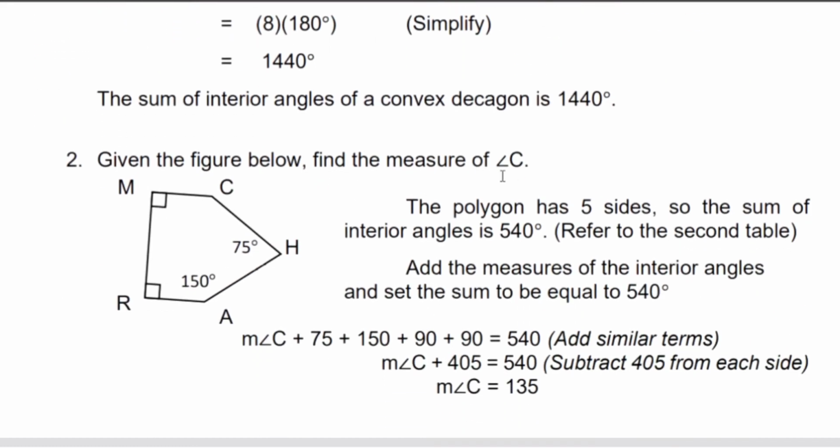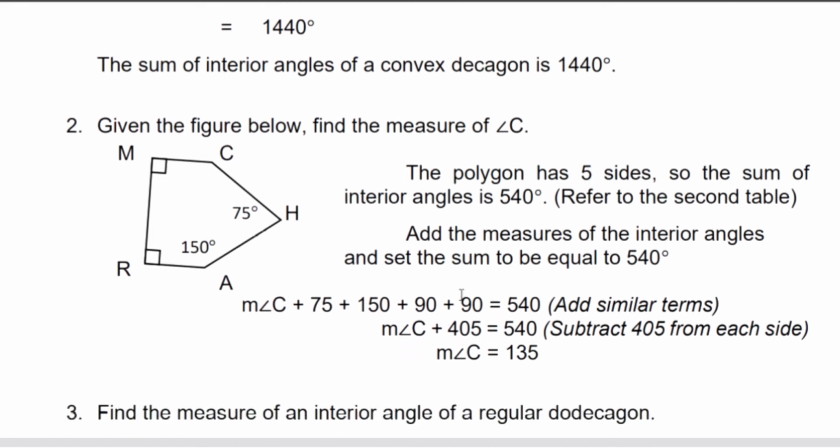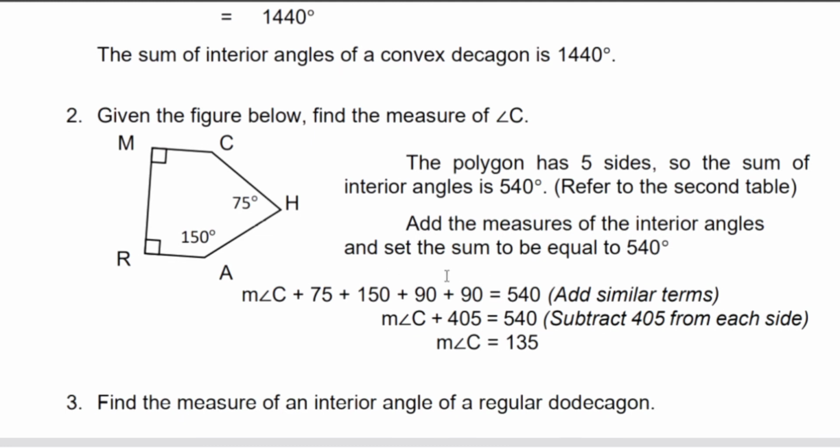For number 2, given the figure below, find the measure of angle C. A polygon has 5 sides, so the sum of the interior angle is 540 degrees. Let us refer to the second table. Add the measure of the interior angles and set the sum to be equal to 540 degrees.